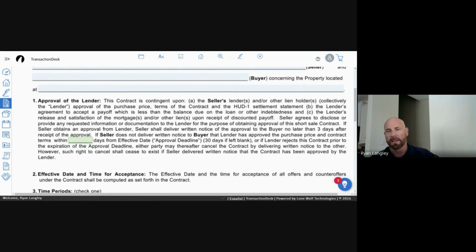Buying a short sale takes time. It is a good deal, usually, but it takes time. So they'll want 60 days or 30 days, whatever. But if you're the buyer, you need to know something. If lender rejects the contract prior to the expiration approval deadline, either party may thereafter cancel the contract by delivering written notice to the other. However, such right to cancel shall cease to exist if seller delivered written notice the contract has been approved by the lender. So if the price you offer gets approved, you're in the deal.